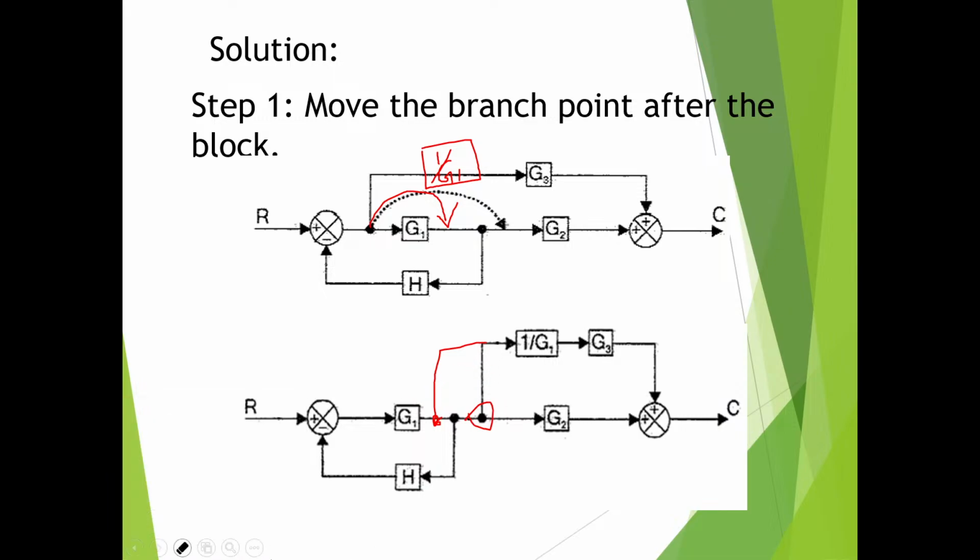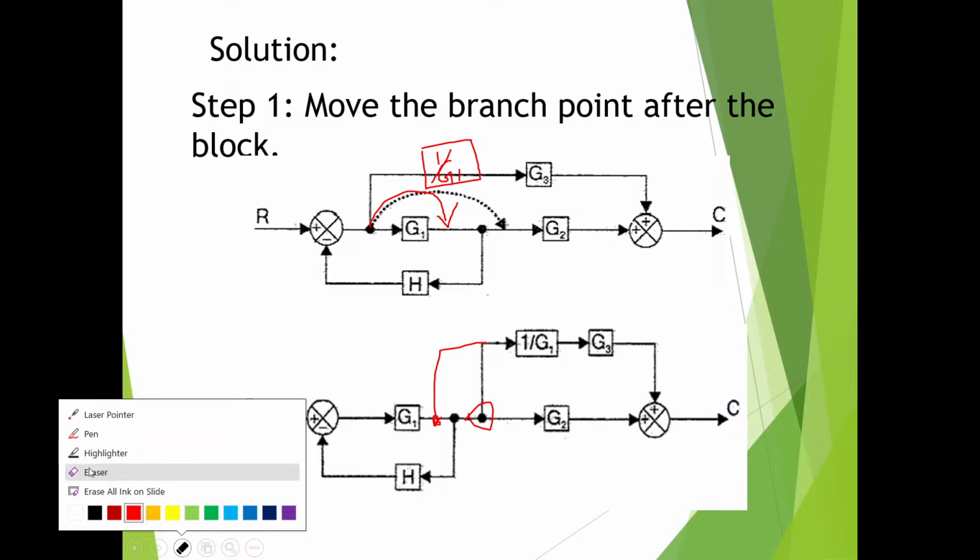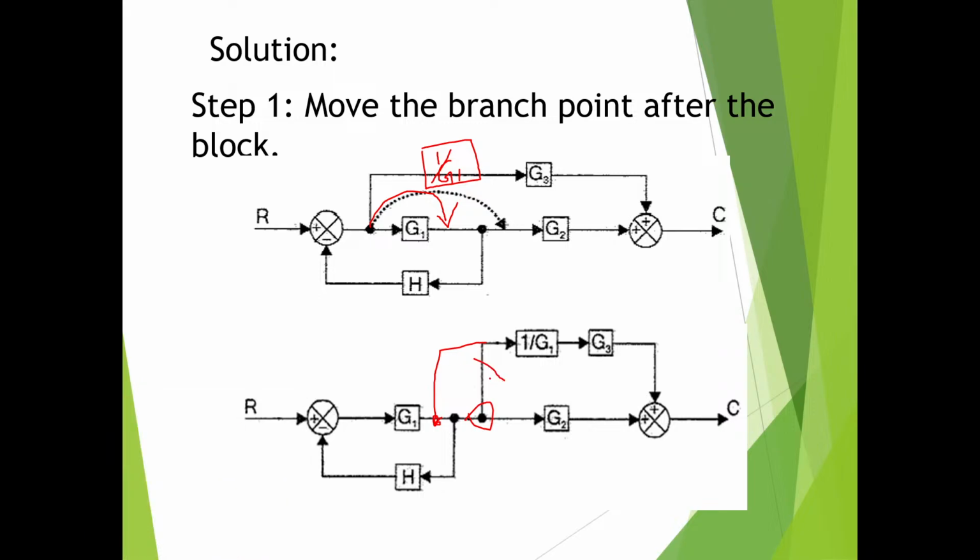So this is not there. Let us assume this is not there. Now I will take the pen and I will just cut this. I am just cutting it. It is not there. Now what are there? These two. There are two branch points which are beside each other. So if two branch points are in cascade, you can interchange the positions of the branch points without disturbing any block. You can simply interchange the branch points without disturbing any block.